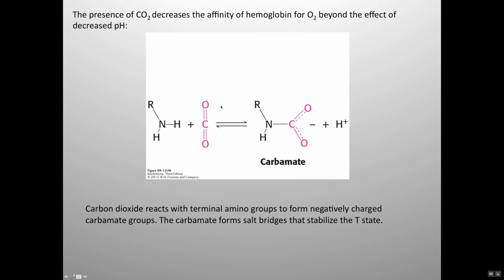And the second reason for why carbon dioxide decreases the affinity is that the carbon dioxide reacts with terminal amino groups to form negatively charged carbamate groups. So here is an amino group on the N terminus of hemoglobin. It reacts with carbon dioxide to form a carbamate that then can form salt bridges that stabilize the T state.